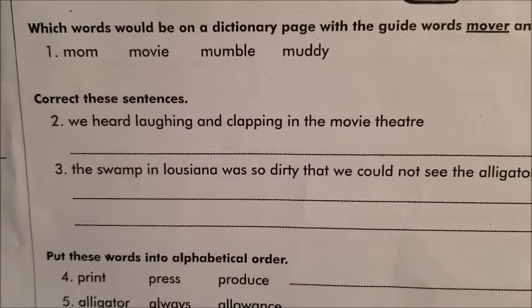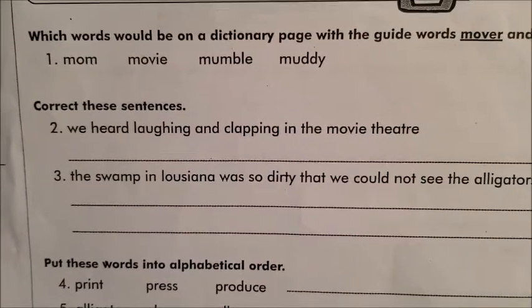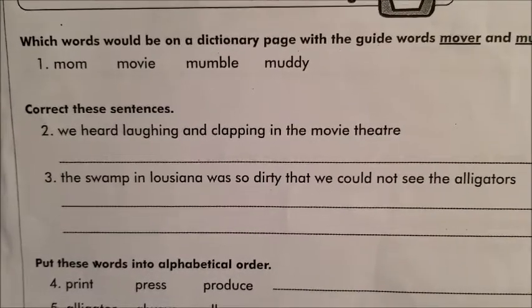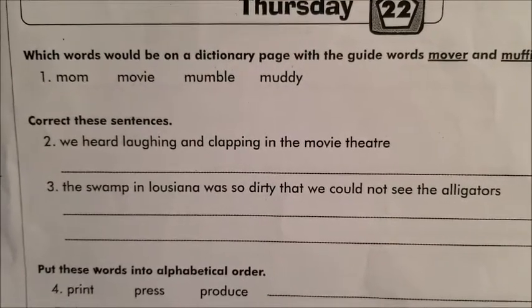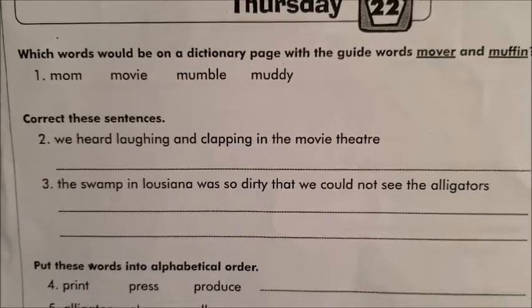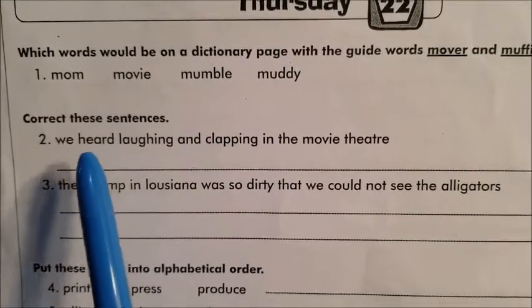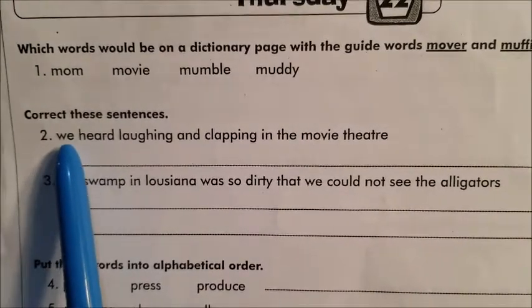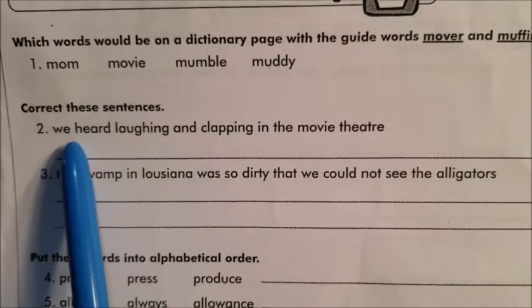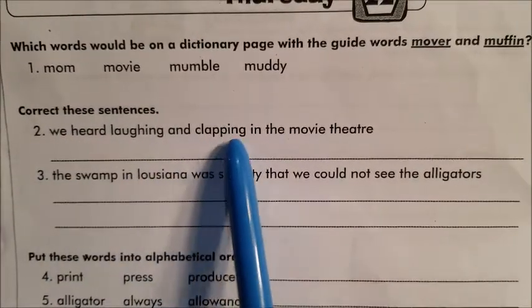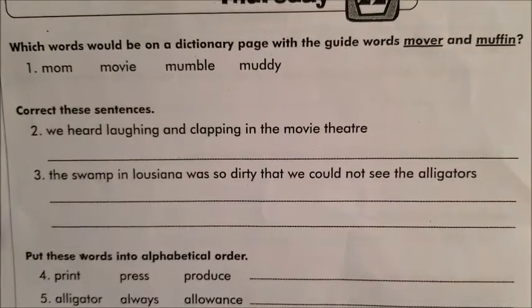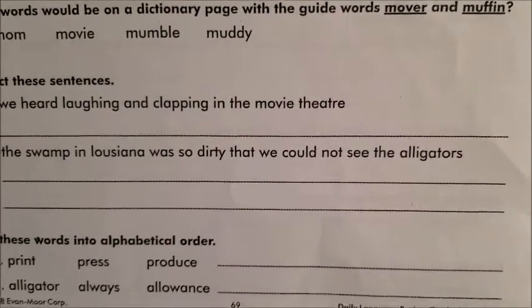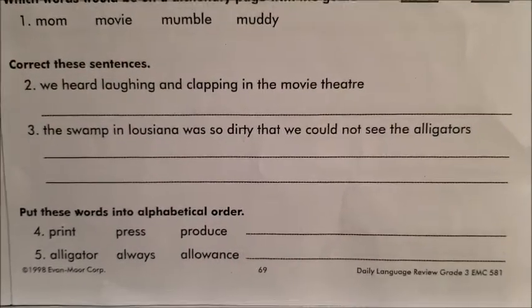Correct these sentences. We heard laughing and clapping in the movie theater. Well, let's take a look here. I think this one's tricky because there's not a lot to correct, and that's something important. Sometimes things are right and we find mistakes that aren't there, so we're going to have to capitalize the beginning of the sentence. We heard laughing and clapping in the movie theater. Period at the end. That's it. Rewrite it neatly. Okay, and then we have this nice one about a swamp in Louisiana.